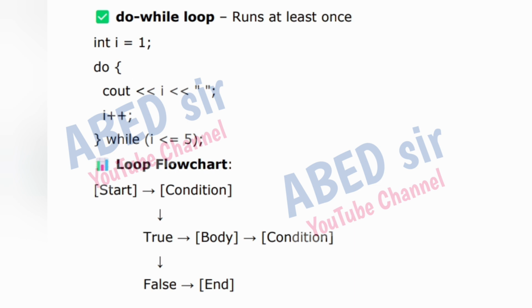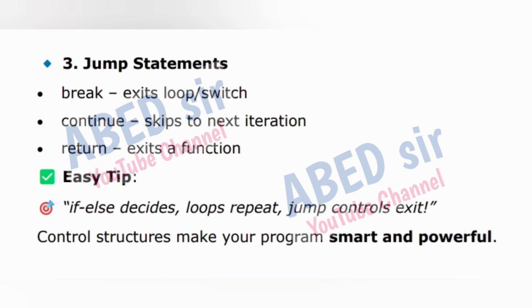Do while loop runs at least once. int i = 1; do { cout << i; i++; } while(i <= 5); Loop flowchart: start, condition, true, body, condition, false, end.